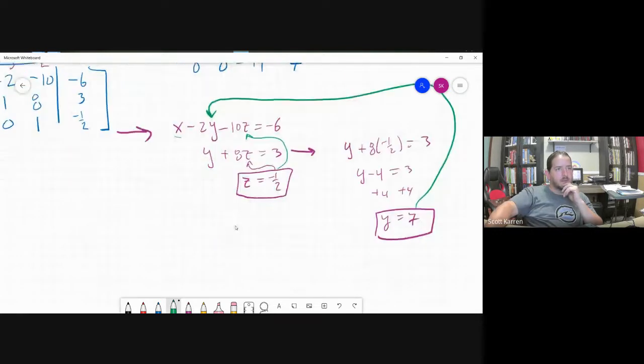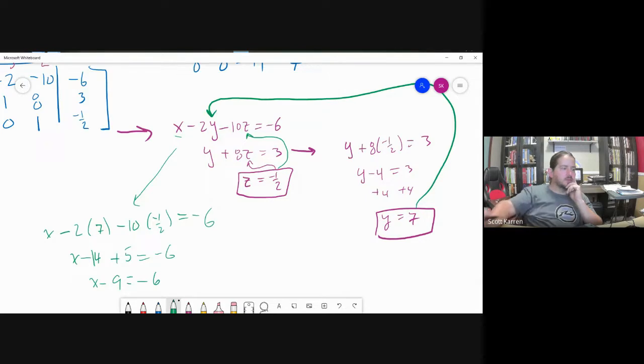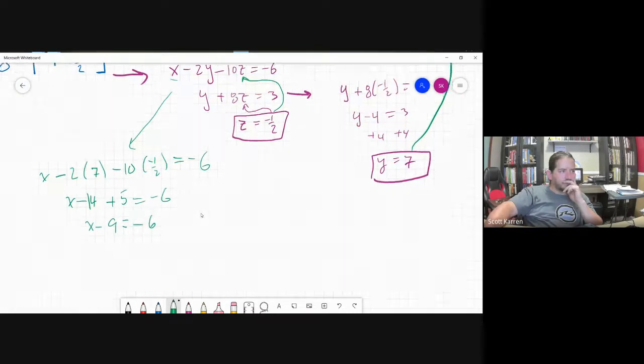So that is X minus 2y, which is 7, minus 10z, which is negative 1/2, equals negative 6. Or x minus 14 plus 5 equals negative 6. Or x minus 9 equals negative 6. And then add 9.